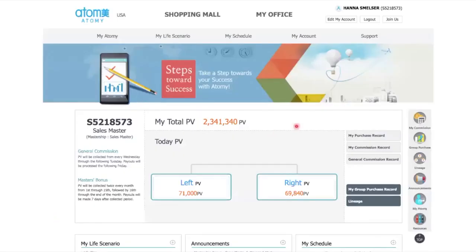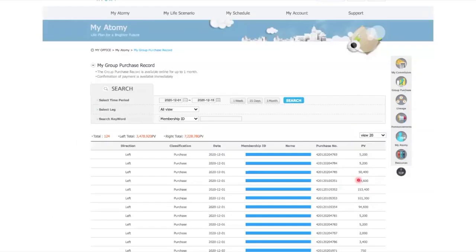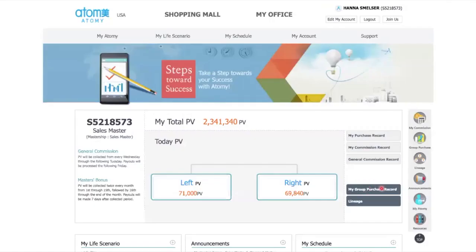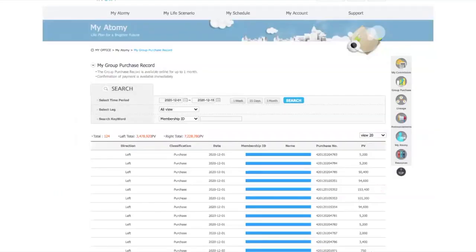We're coming back to the main screen once you press My Office and we click that tab, the My Group Purchase Record tab, and it brings us here. Again, we're working in that 2-week period because we work in a 2-week period for mastership. So from December 1st to December 15th of this year, this was just a couple of days ago, you can see that on my left side, I had 3.4 million points. On my right side, I had 7.2 million points.